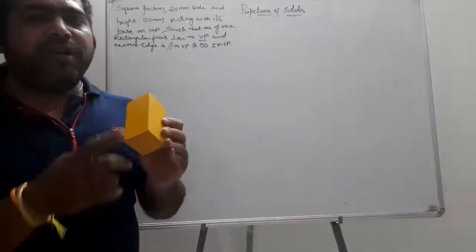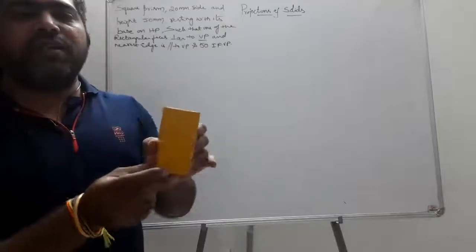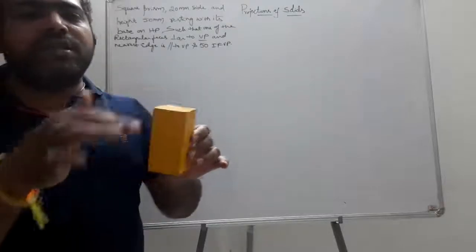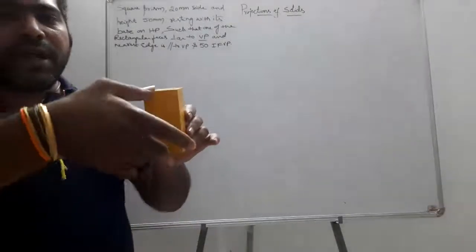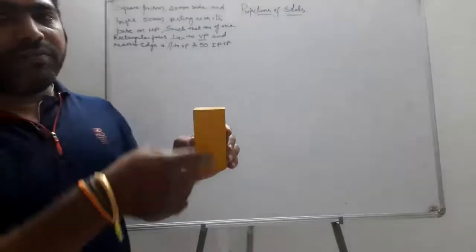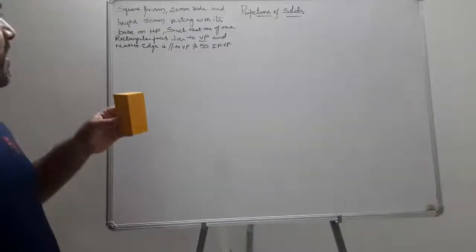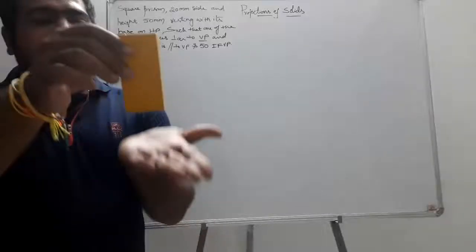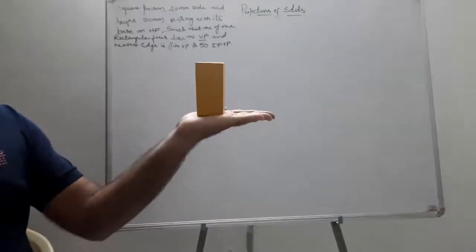Now square prism of side 20. So that means base side of the square is 20. This is side 20. This is also side 20. Next, the height of the solid is given as 50. So height is 50 and the square side is 20. Resting with its base on HP. So base is resting on HP like this.